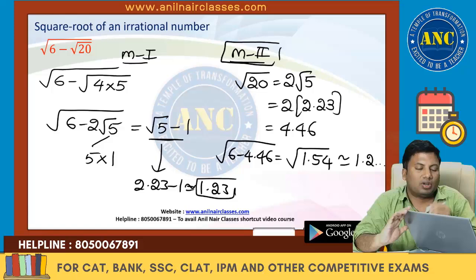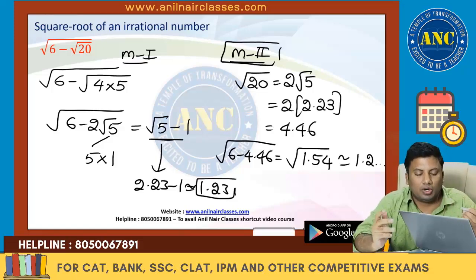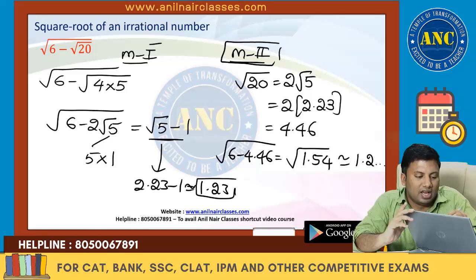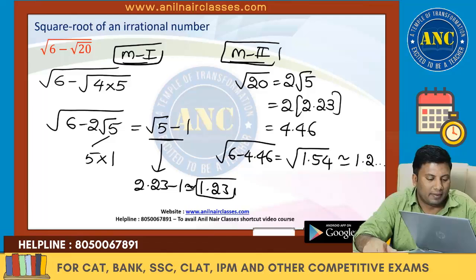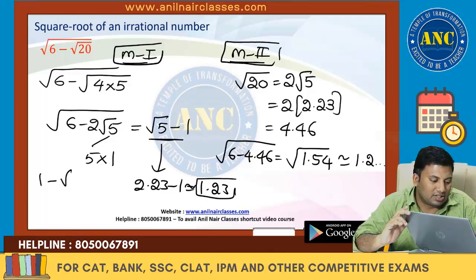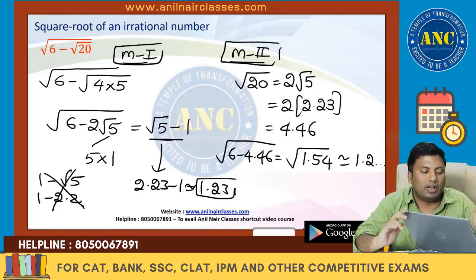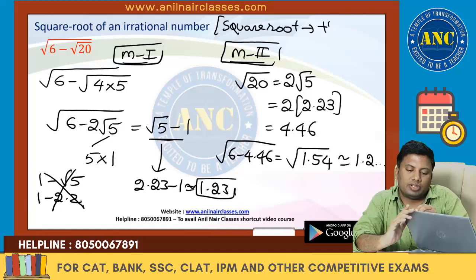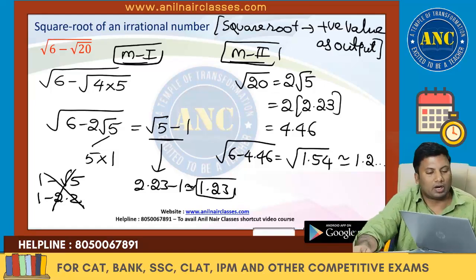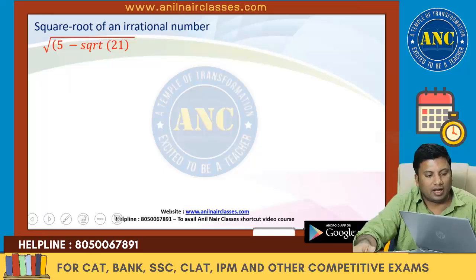Method 2, try it out on any question further. I will not do method 2 unless it is required. I will go with method number 1. Root 5 minus 1. I hope it is clear. Right? Please don't write it as 1 minus root 5. 1 minus 2.2 is negative. Square root always gives a positive value as an output.